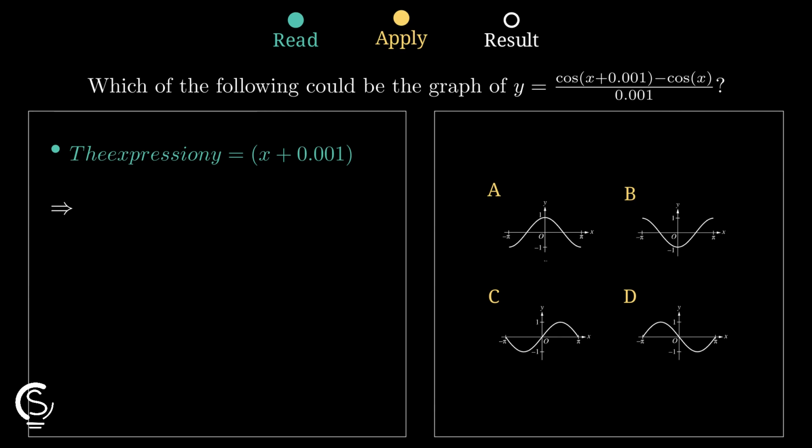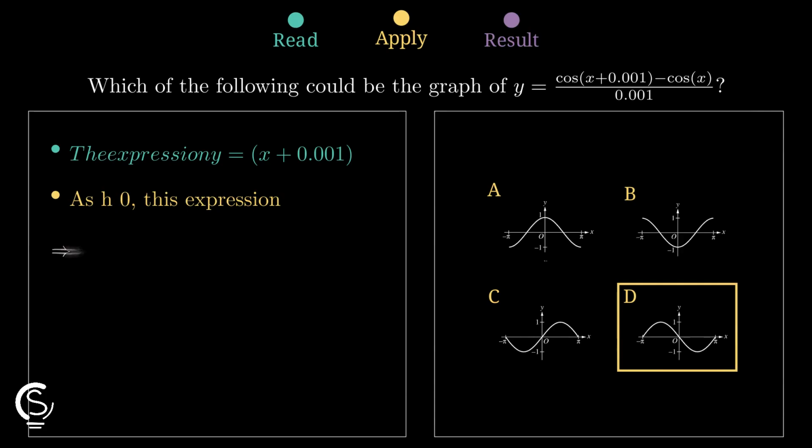The derivative of cosine is negative sine, so we need to find that specific graph. Check the options for a negative sine wave starting at 0 and going down. That makes option D our final winner.